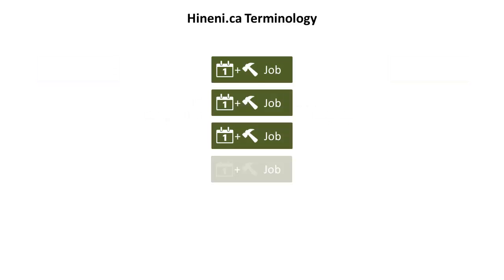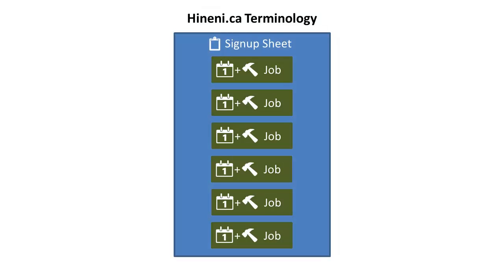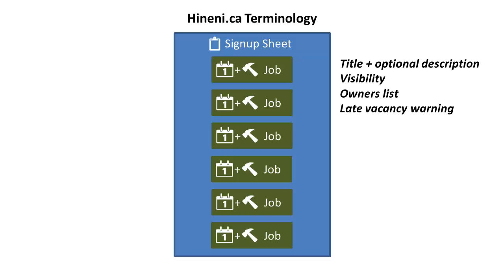You collect a group of jobs into a list, and that's what's called a sign-up sheet. Sign-up sheets can contain the same job for a regular recurring event, or they can contain a mixture of jobs for a single event. That's up to you. Sign-up sheets have a title and optionally a more detailed description. You can decide whether all of your volunteers can see the sign-up sheet or whether it's visible to just a specific list of volunteers. You can also choose who's able to make changes to the sign-up sheet, and you can ask hineni.ca to send out warning emails if a sign-up sheet has a vacant job shortly before an event.